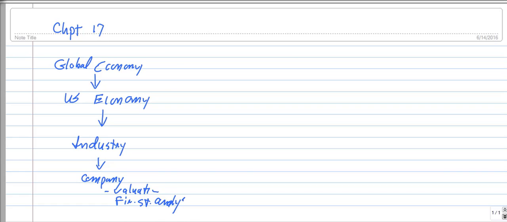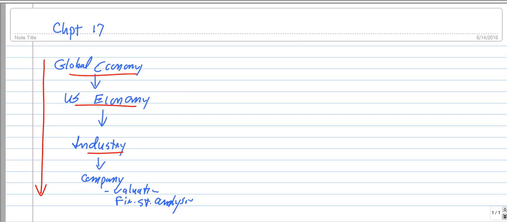So what we're seeing here is what's sometimes referred to as a top-down approach to analyzing stocks. We start at the very top with the economy, we move on down into the industry, and finally we end up with the company. We analyze companies, looking at strengths and weaknesses, opportunities and threats. We're going to do financial statement analysis, and again, ultimately what we're trying to do is identify value and identify companies that may have value to invest in as we build a portfolio.